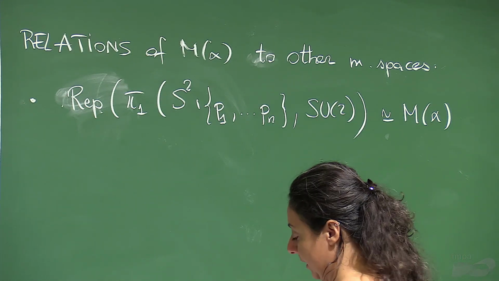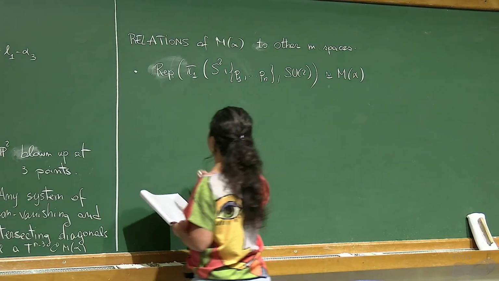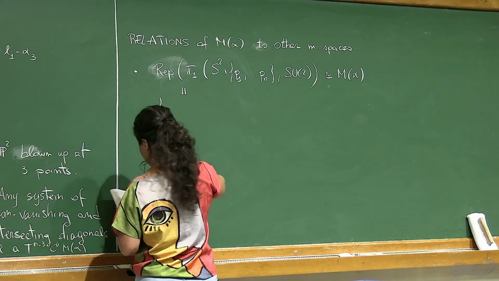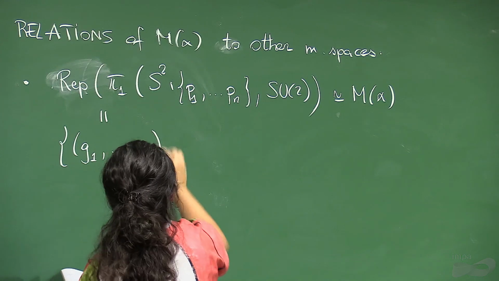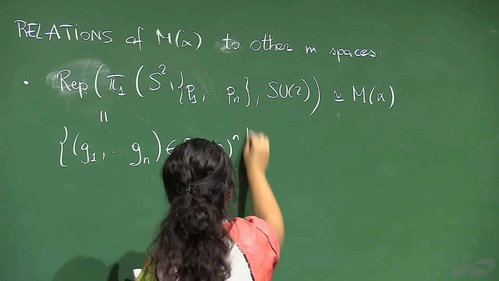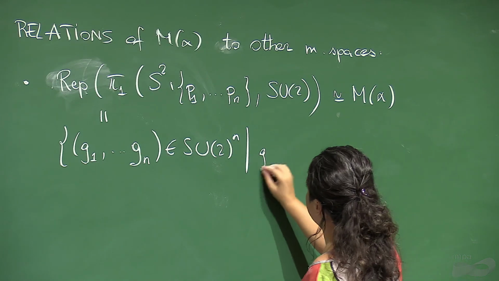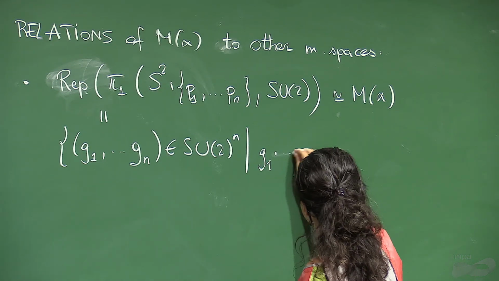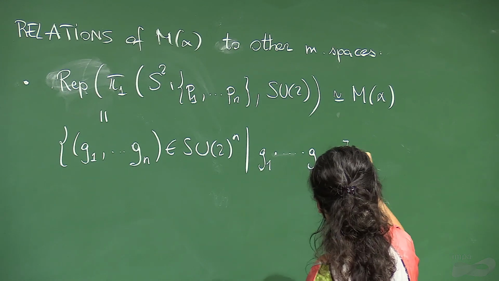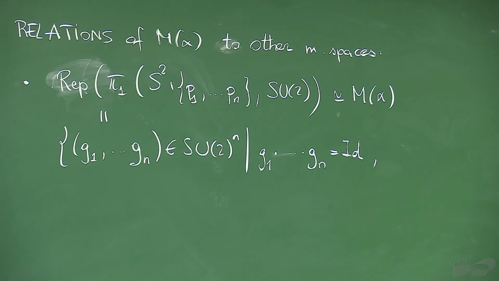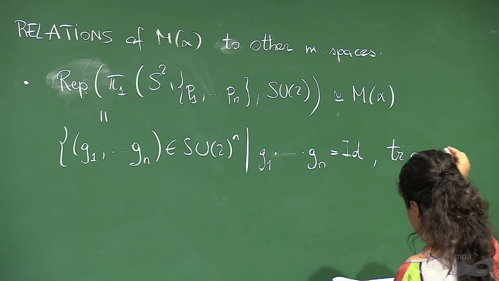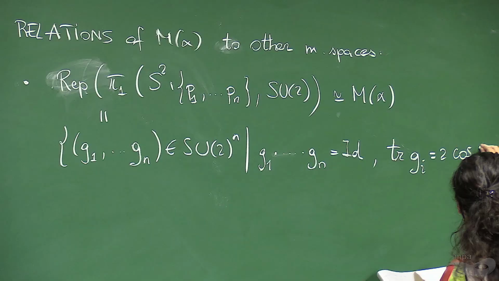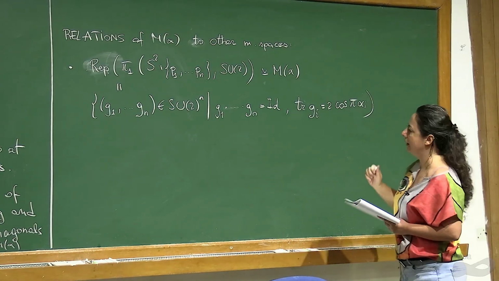And how does the correspondence go? Well, it is pretty explicit, because this space of representations you can think of as n matrices that I will call G1, ..., Gn in SU(2), with the following two conditions. You want G1 times ... times Gn to be the identity, and you want to prescribe the holonomy around the punctures. This is done, for example, by saying that the trace of Gi should be twice cosine of pi alpha_i.